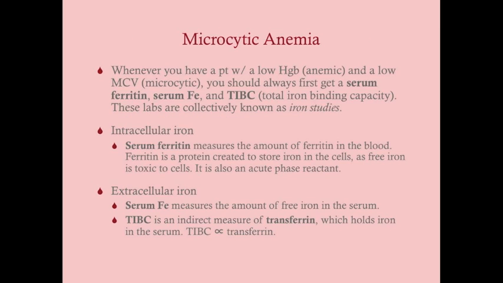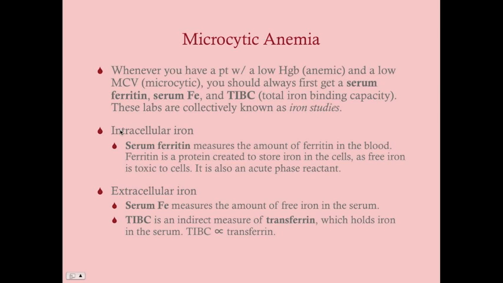Okay, so microcytic anemia. Whenever you have a patient with a low hemoglobin and a low MCV, because the number one cause is iron deficiency anemia, to confirm that iron deficiency anemia, you should always first get a serum ferritin, a serum iron level, and a TIBC, which is total iron binding capacity. And a total iron binding capacity, TIBC, is an indirect way we can measure transferrin, which is a protein that carries iron in the serum. So these labs altogether are known as iron studies. So when you hear me say get iron studies, I'm saying you're going to get these 3 labs at least.